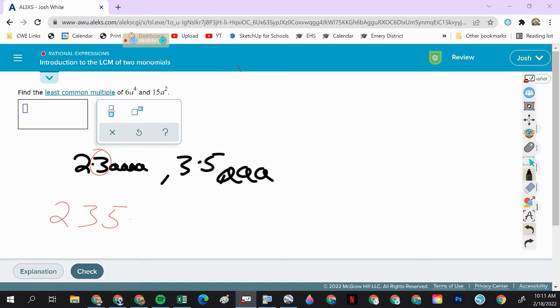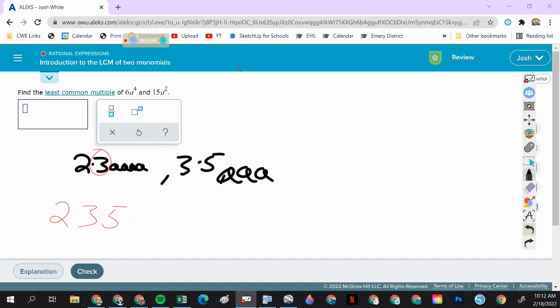So I look at the 2s. I pick the biggest set of 2s, which is 1, 2. I look at the 3s. What is the biggest set of 3s? A single 3. I look at the 5s. What is the single biggest 5? 1, 5. And then I look at the A's. What is the largest group of A's?